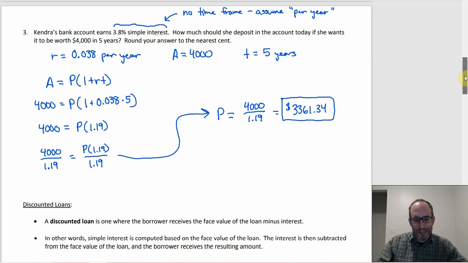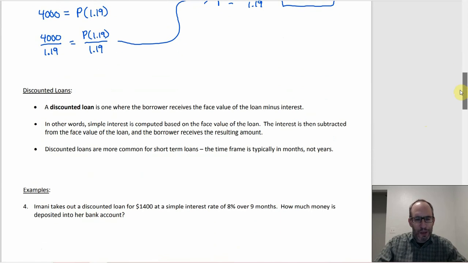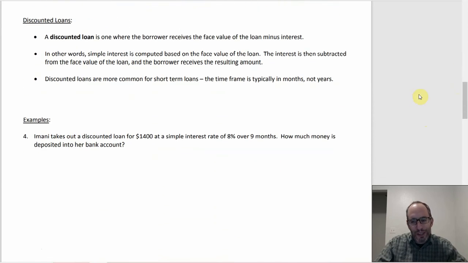All right, next thing, discounted loans. This is a similar idea, but slightly different. Because in a way it feels backwards. You'll see what I mean. So a discounted loan is one where the loan is going to be set up with some face value. And what the borrower actually gets is not the face value. They get the face value minus the interest. So the interest is calculated on the face value, and then the bank subtracts the interest out and then gives the borrower what's left.